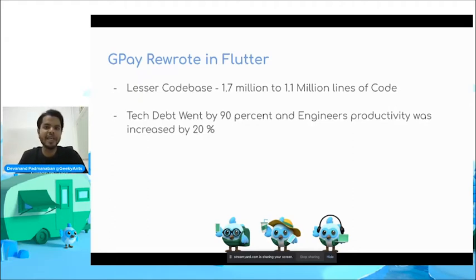If you look at the lines of code, it has been reduced from 1.7 million lines of code to 1.1 million lines of code, which is making a huge impact in terms of the code base, making the application lighter also. The tech debt was reduced by 90%, and the engineering productivity was increased by 20%. Why? Because now the Google Pay application does not need native development on the Android and iOS side. Flutter has given us a single code base for writing across all the platforms.